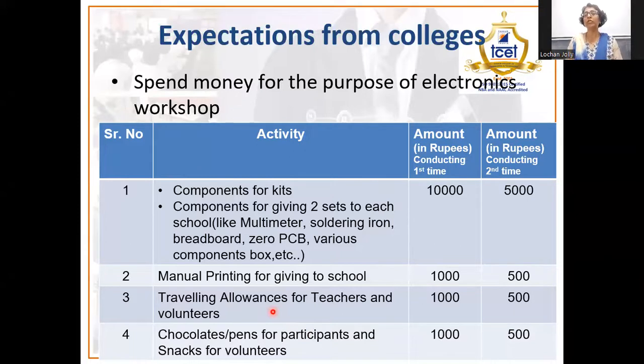So for printing and manual, it could be 1,000 rupees. Then when you are traveling, although it's expected that it should be nearby, we have kept a budget for when the volunteers and the teachers are traveling, 1,000 rupees could be spent on that.